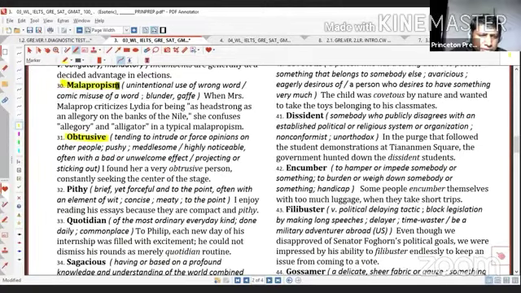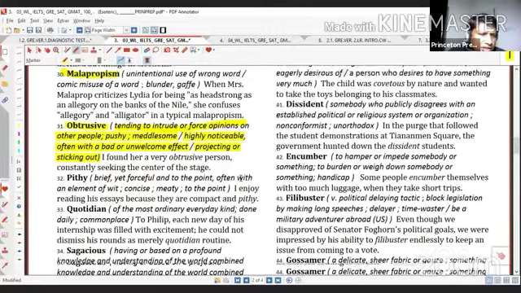আচ্ছা tending to intrude or force opinion on other people, pushy, meddlesome, highly noticeable। কোনো কিছু ওয়াল থেকে কিছু একটা বের হয়ে আছে, ওইটাও obtrusive হতে পারে। অথবা কোথাও গিয়ে খুব চেঁচামেচি শুরু করলো, সবার চোখে পড়লো, এটা obtrusive হতে পারে। I found a very obtrusive person.